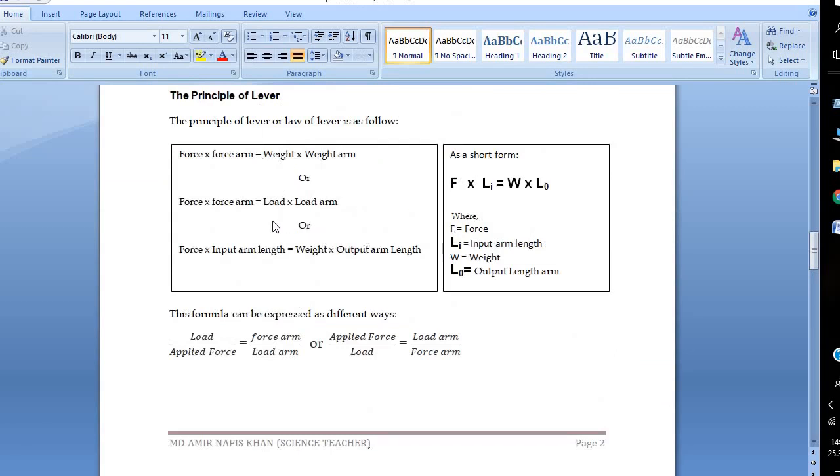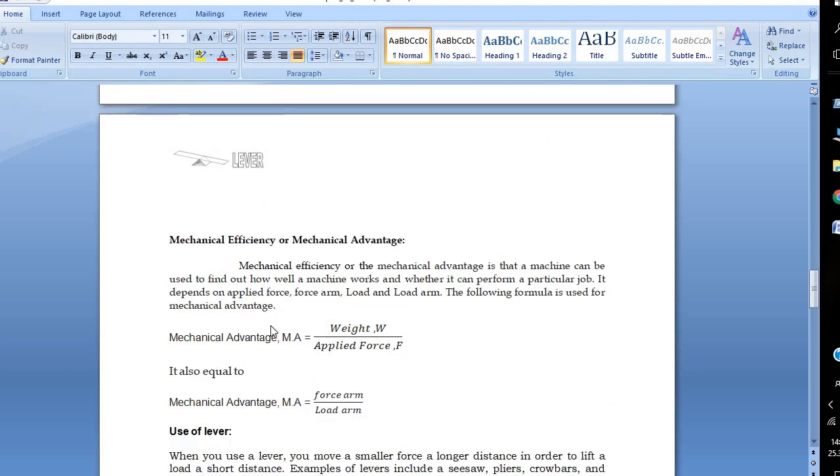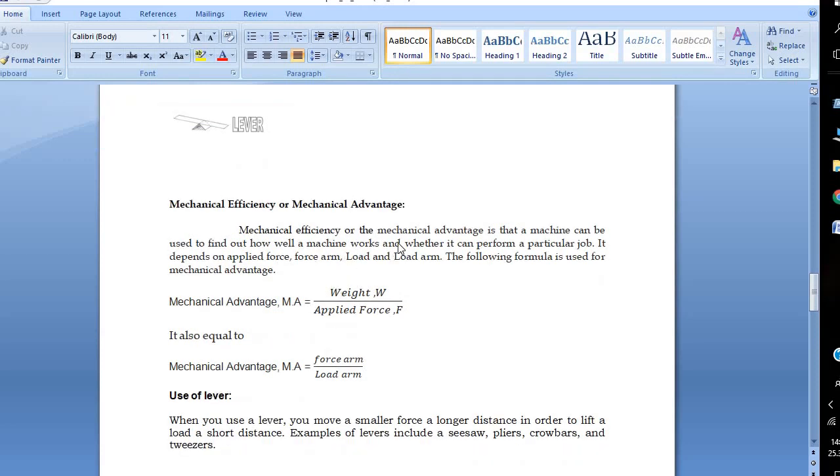It is very important in mathematical calculation. If three things are given, you can easily calculate the fourth, which we will discuss later. Let's now come to the very important terms: mechanical efficiency or mechanical advantage. The mechanical advantage is used to find out how well the machine works and whether it can perform a particular job. It depends on applied force, force arm, load, and load arm. The following formula is used.